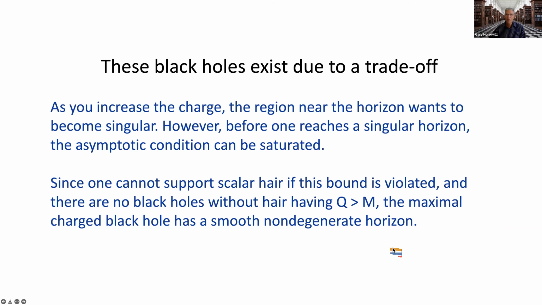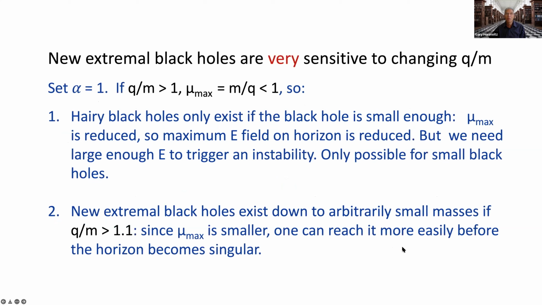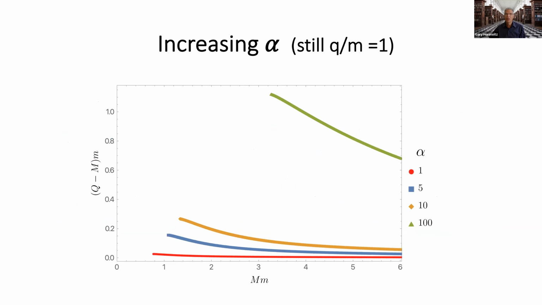Okay, let me say next what happens if you vary the parameters. So I'm first going to vary this coupling alpha, and I'm still going to keep the charge to mass ratio of the scalar field equal to 1. So these are different curves. The red curve is the one I showed you before with alpha equal to 1. And then there are curves for alpha equal to 5, 10, and 100.